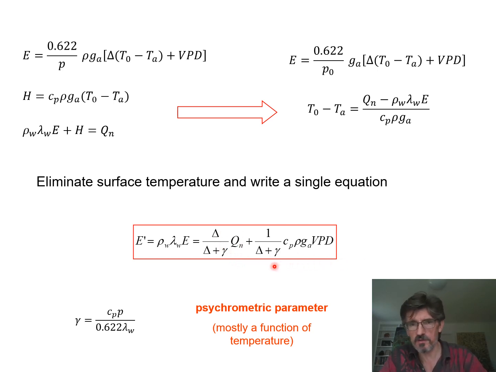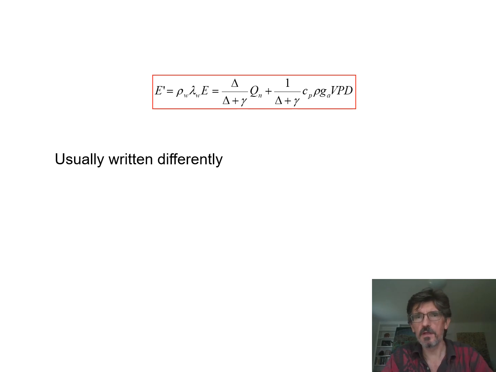We have introduced here this parameter gamma, which is the psychrometric parameter, psychro, not psycho, which is mostly a function of temperature. It's a thermodynamic quantity, heat capacity at constant pressure here. This is atmospheric standard pressure and the latent heat of vaporization. So the resulting equation is this one that we saw in the previous page.